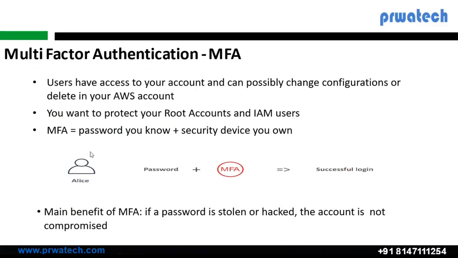And the next one is multi-factor authentication. What is multi-factor authentication? If you want to secure your account, you assign MFA. You can see users have access to your account and can possibly change configuration or delete things in your AWS account. Suppose you create some high-end users, they can also have access to what you create. Suppose you have created an EC2 instance, that IAM user can also delete it or do anything. For that reason, we create MFA to protect your account. You can protect your root account or your IAM users; you can create MFA for both.